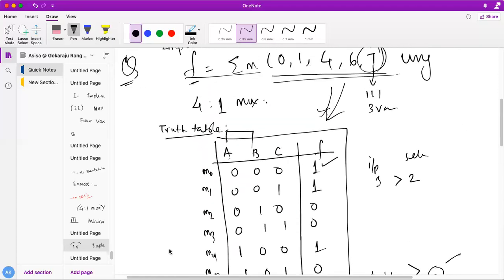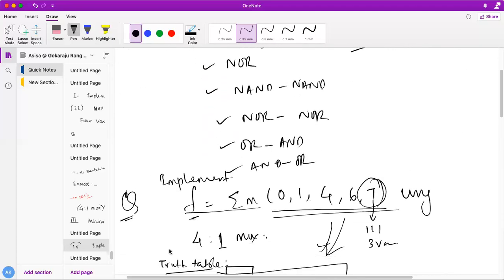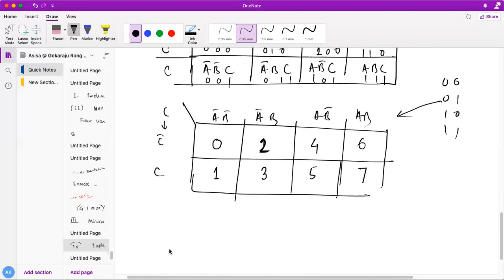Now what you need to do? Now go to the truth table or the function. What is given? 0, 1, 4, 6, 7. In the function, what is given? My function is given as summation of m 0, 1, 4, 6, 7. Okay. This is the function I am going to minimize.